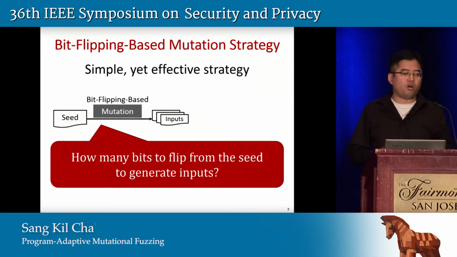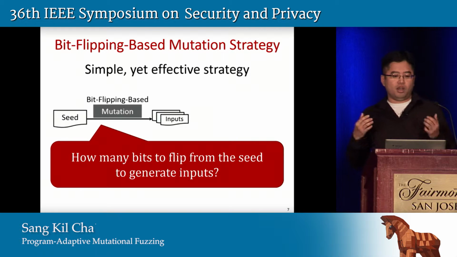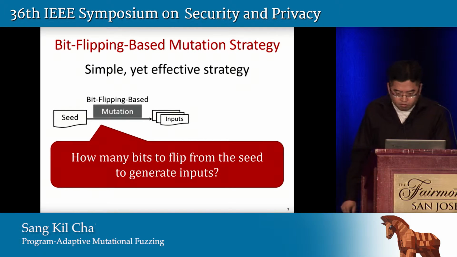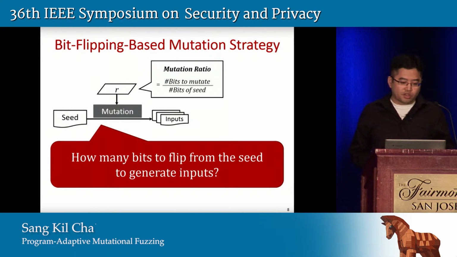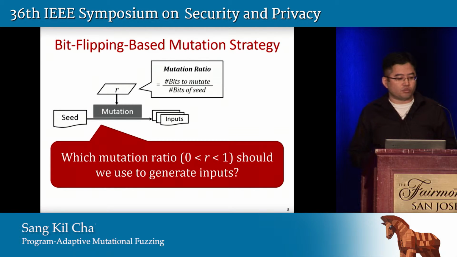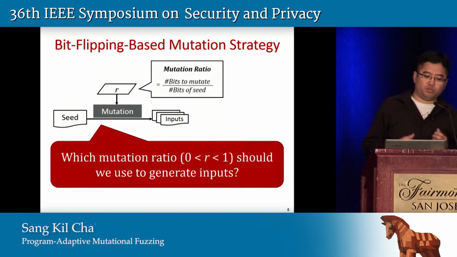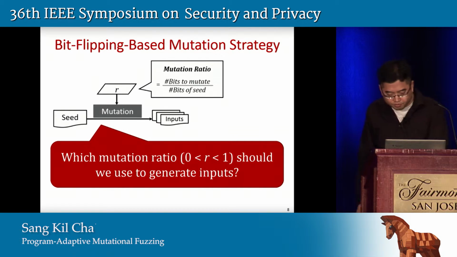Namely, we need to know how many bit positions from the seed to flip. This is important because we will get totally different sets of test inputs by flipping different numbers of bits of the seed. In fact, several mutational fuzzers even employ an additional parameter called mutation ratio to control this particular number. So in this case, the question becomes which mutation ratio should we use to generate test inputs?